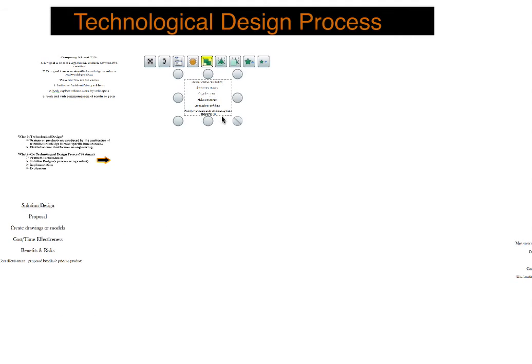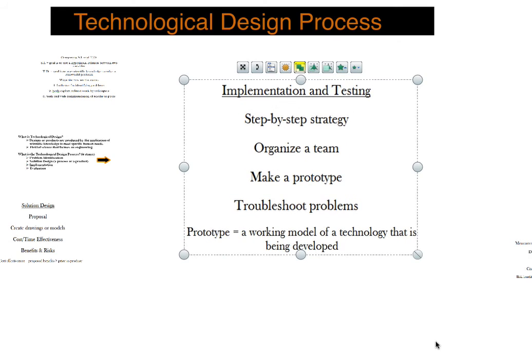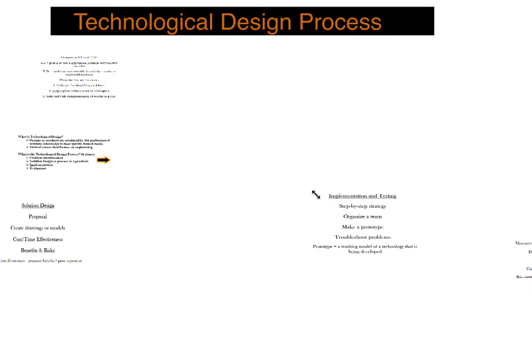All right, the next step we have is implementation and testing. So you're going to come up with a step-by-step strategy, organize a team to work out the kinks as you design your car along, and make a prototype of the car. So that's a working model of technology that is being developed. So you would have a working car, and then somebody says, okay, well, when I hit 60 miles an hour, all the RPMs drop out of the car. So that would be the prototype. You could work the glitches out of that. And then you're going to troubleshoot all the problems, like the RPMs dropping in the car. So that would be the implementation and testing stage.